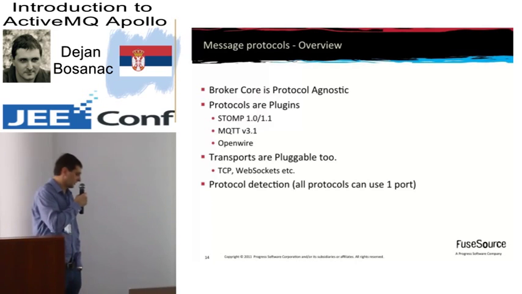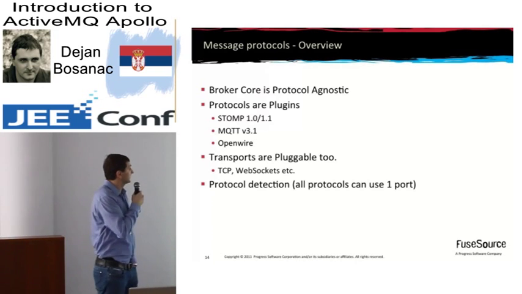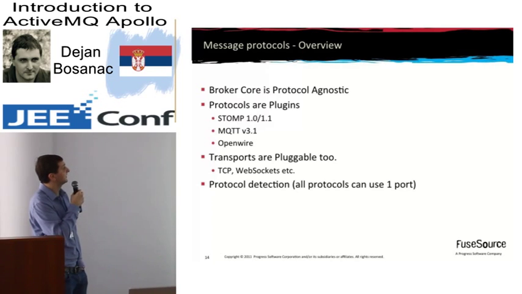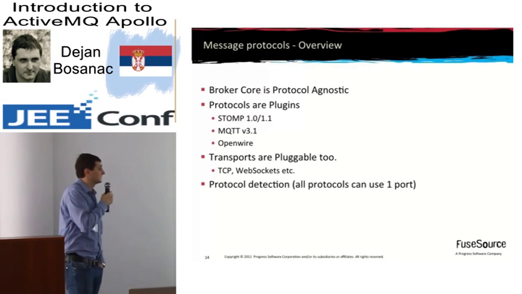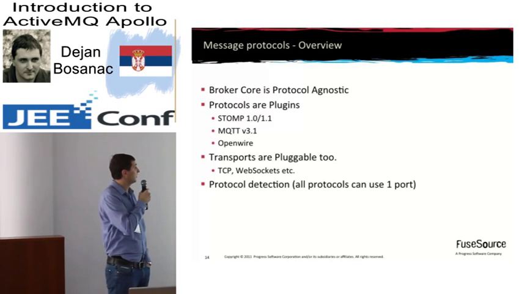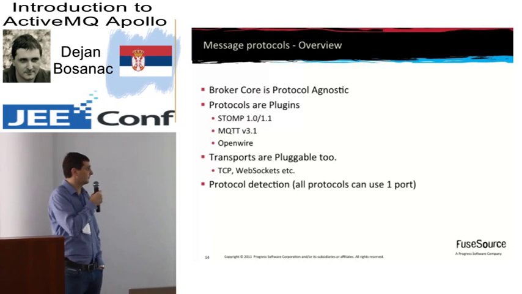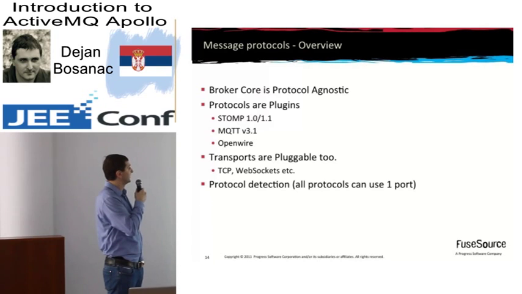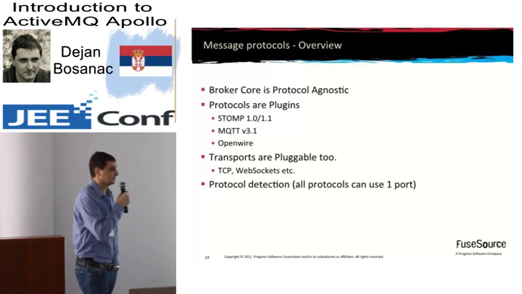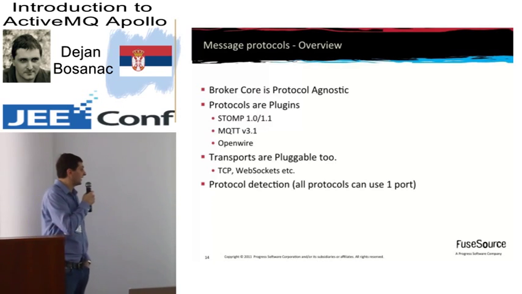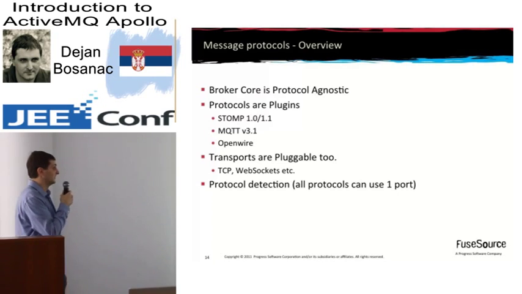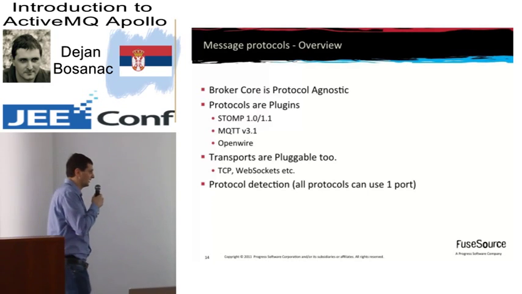So when we started working on Apollo, at the same time we started working on a new version of the Stomp protocol, which I'll cover a little bit later. But this is basically an overview of all protocols supported by Apollo, and as I said before, it's completely protocol agnostic in this version. So currently we support Stomp 1.0 and 1.1. We support the MQTT protocol, which is a very interesting protocol, which we'll cover in more detail a bit later, and the OpenWire protocol, which is the JMS protocol supported by ActiveMQ. We partially support this, and it provides basic compatibility with the current ActiveMQ clients.